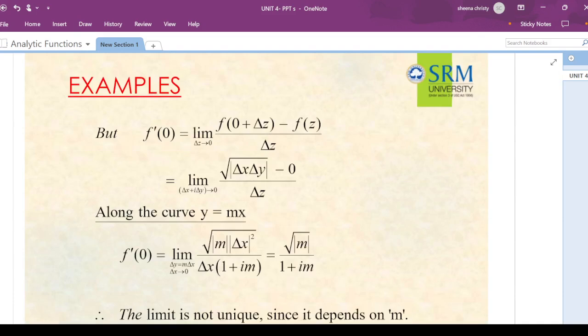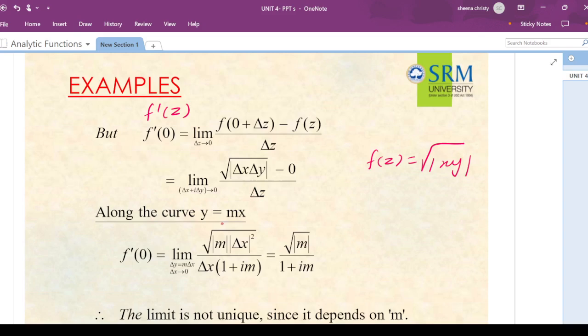So, derivative of the function can be found out by f dash of 0 at the origin you are finding. So, limit del z tends to 0, f of this is f dash of z. So, you are going to put z plus del z minus f of z. So, here you are going to have 0 plus del z minus f of 0. So, here you are having f of del z. F of del z is going to be what? F of z we are having under root of modulus of xy. Therefore, you are going to have the del z is going to be del x plus i del y, under root, which is modulus, you have to put, minus f of 0 divided by del z.